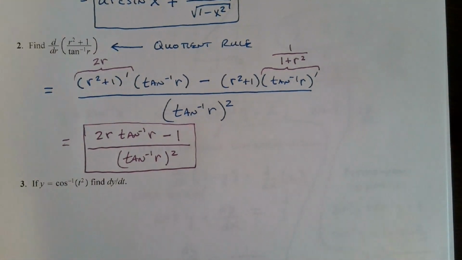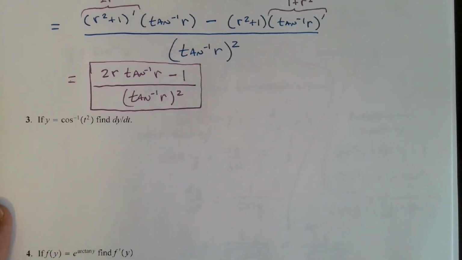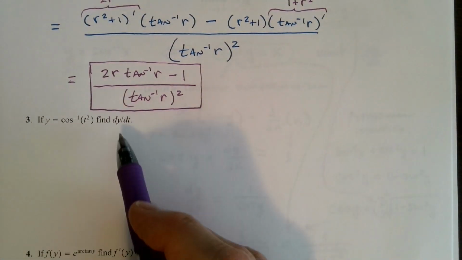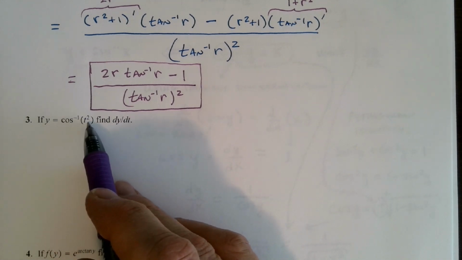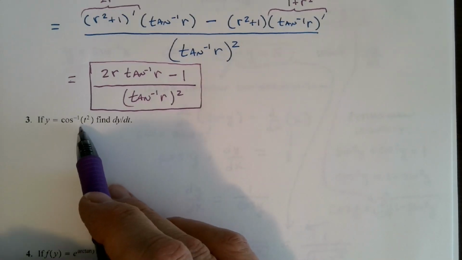So there is another example, right? Using the quotient rule with one of our newfound rules. All right, let's look at this one. Let's find dy/dt if y is equal to cosine inverse of t squared. So what are we using here to find the derivative?